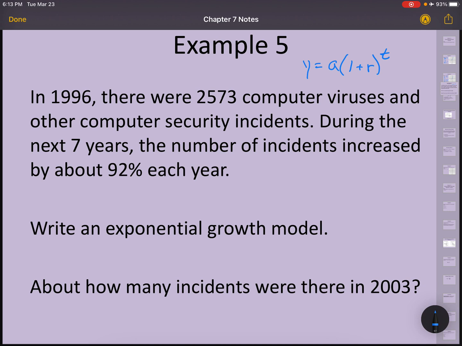And A represented our initial amount. So the initial amount of computer viruses and computer security incidents was 2,573. Then we had that parenthesis 1, and then plus r, but this is special, and I forgot to mention it on the previous slide. Okay, we're going to put all percentages or all the rates into a decimal.